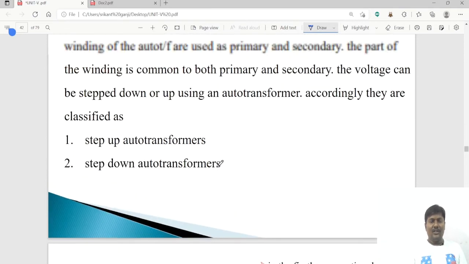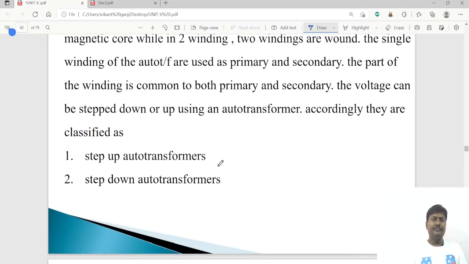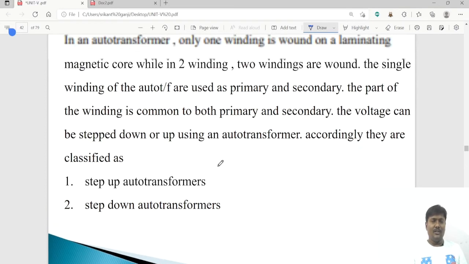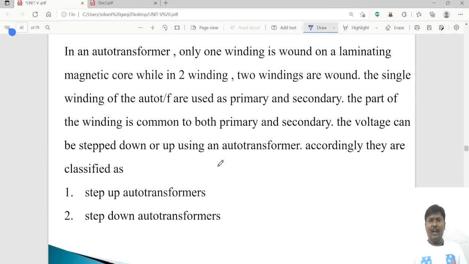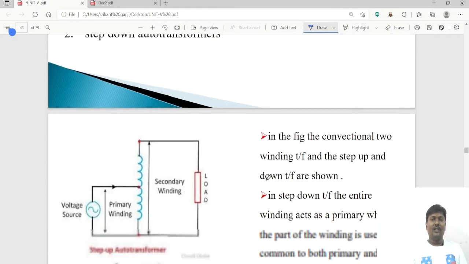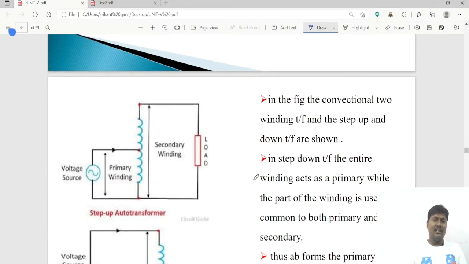Coming to the auto transformer types, there are step up auto transformer and step down auto transformer. In an auto transformer we have only one winding on a laminated magnetic core, while in a two winding transformer we have two windings, primary winding and secondary winding. The primary and secondary windings are electrically isolated but magnetically coupled. In the two winding transformer, the primary is connected like this and the secondary on another limb. There is no physical connection between the primary and secondary winding.